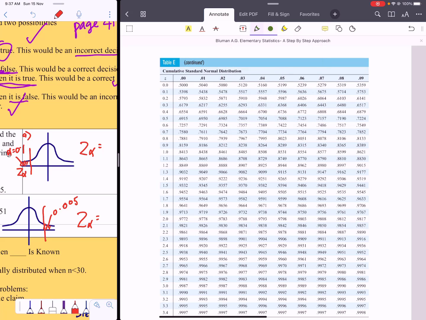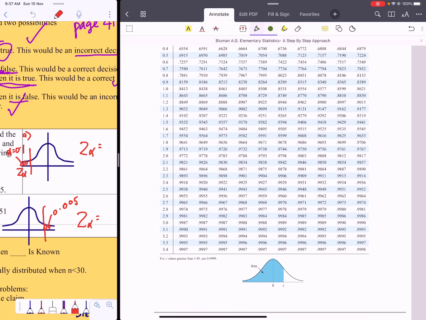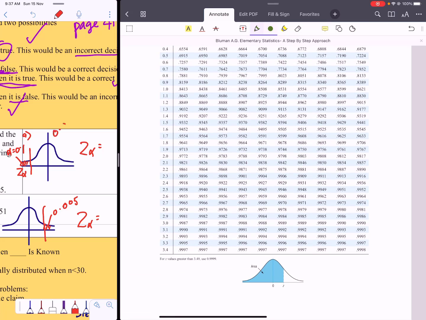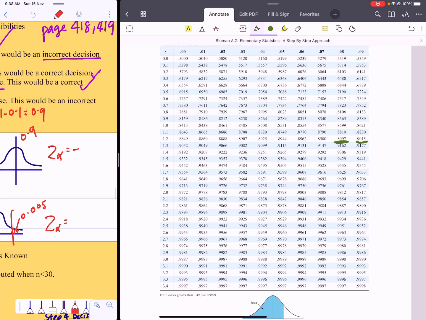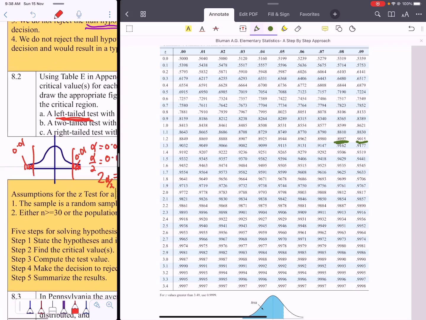Okay, the first one alpha 0.1. Of course lah, ini tak ada kan 0.1. Dia supposedly dia ada 0.9. But 1 minus 0.1 equals to 0.9. Jadi cari 0.9. Where is 0.9? Okay, it can be here or here. The answer 1.28. Okay, 1.28. Jadi this one will be negative 1.28. Sebab apa? Sebab di bahagian left side.